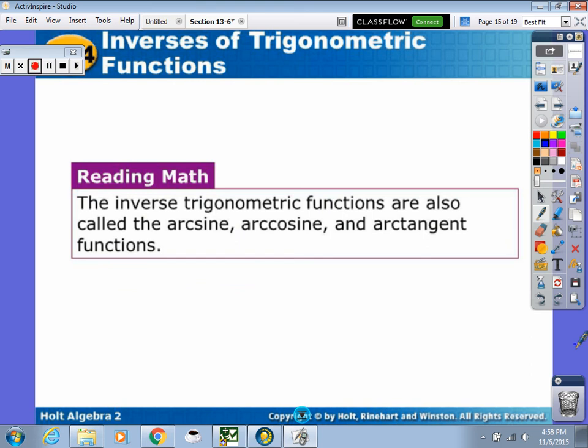We have another way of identifying these particular inverse trigonometric functions. We use the words arc sine, arc cosine, and arc tangent when we're talking about the specific functions where we've previously identified they have capital letters.